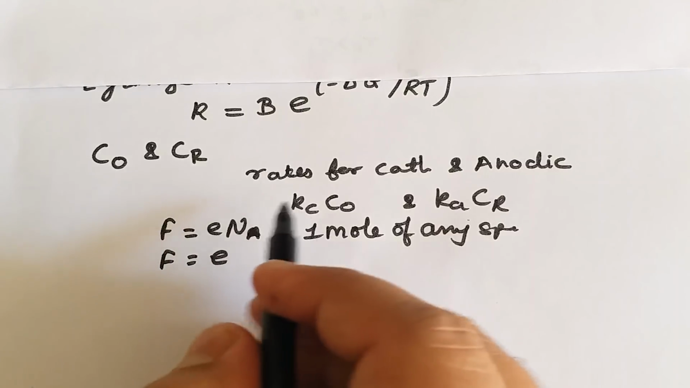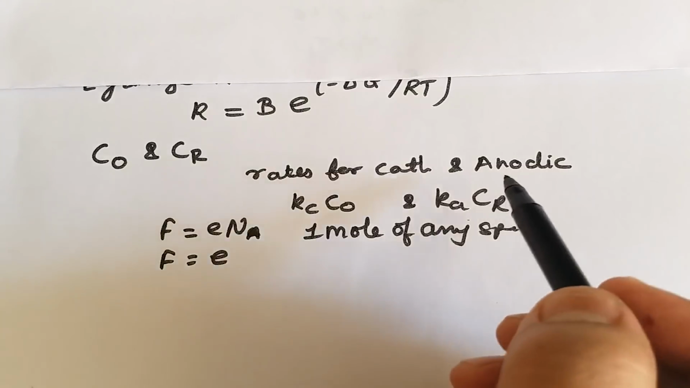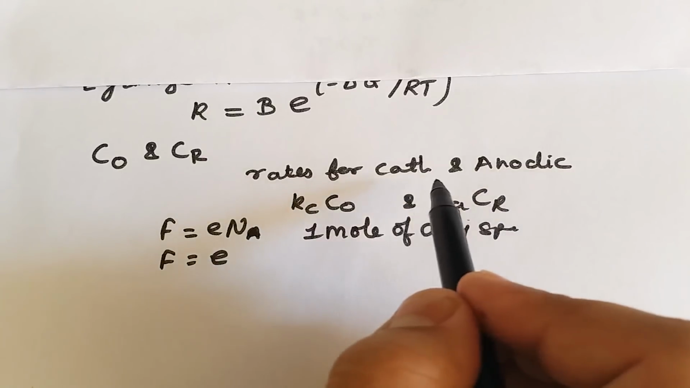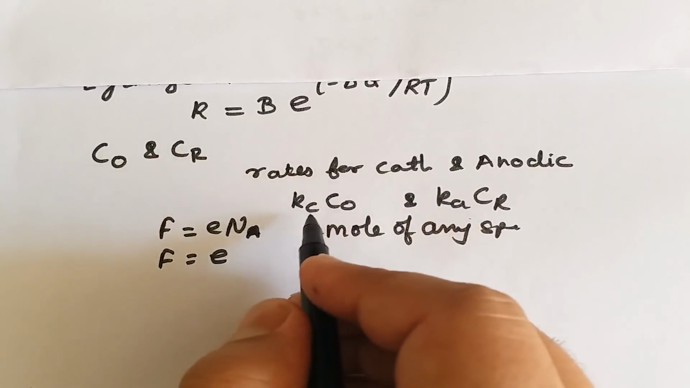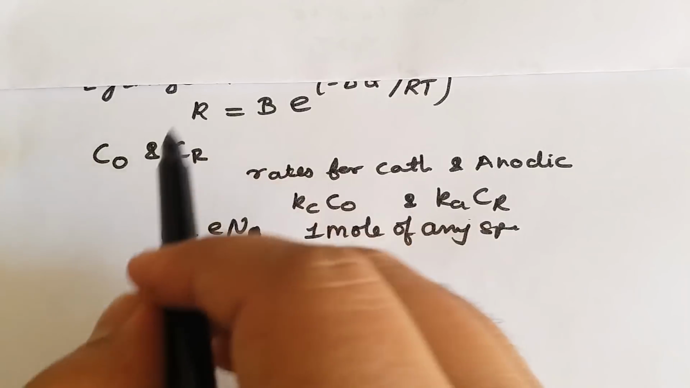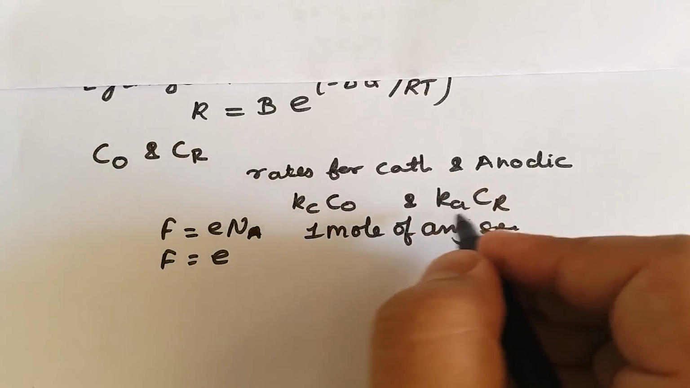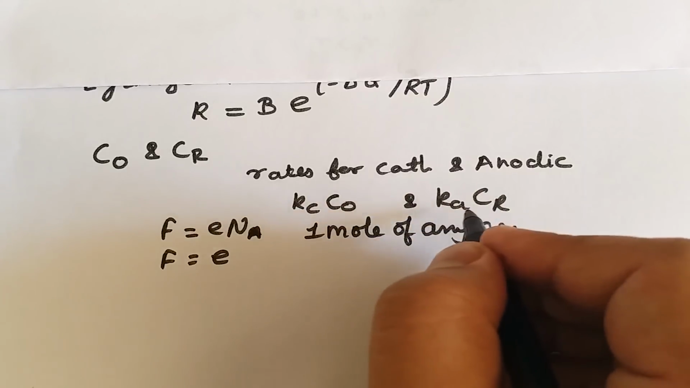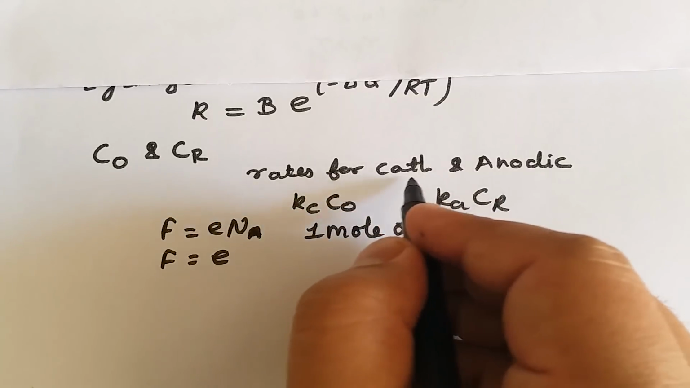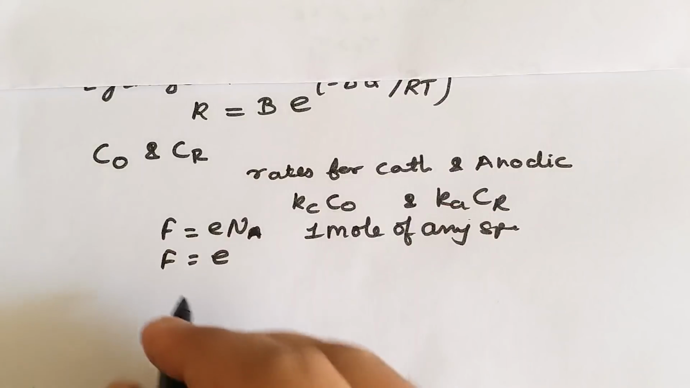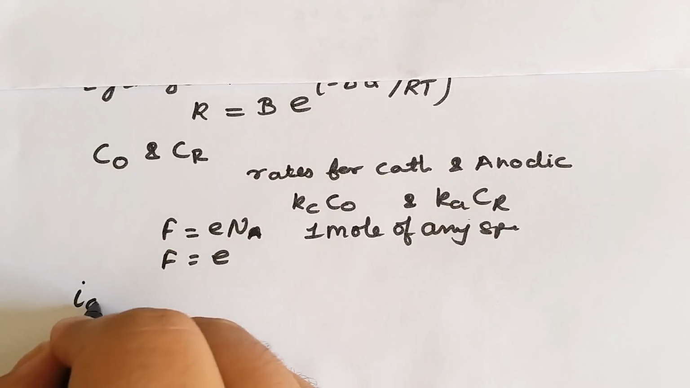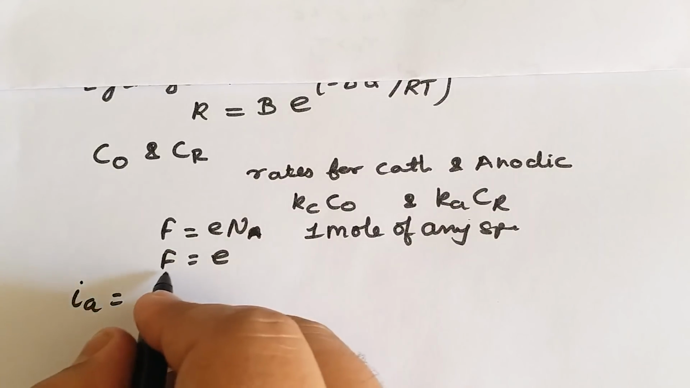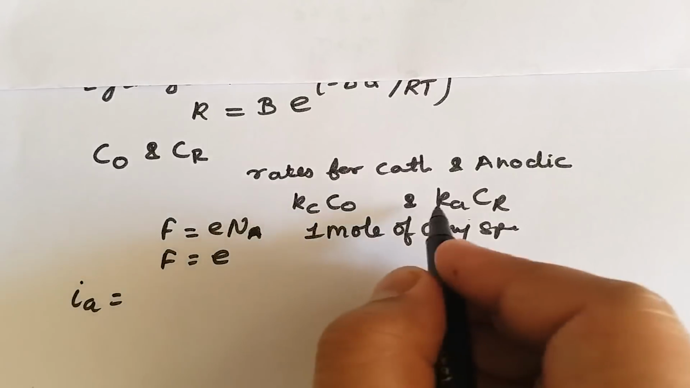Now, the amount of current I, that is the amount of the anodic current or the cathodic current, arises because of the transfer of electrons. If we are considering our anodic current, then the anodic current will be due to the loss of electrons and the cathodic current will be due to the gain of electrons. So the anodic current, I can write it as IA, will be equal to the charge into the rate.